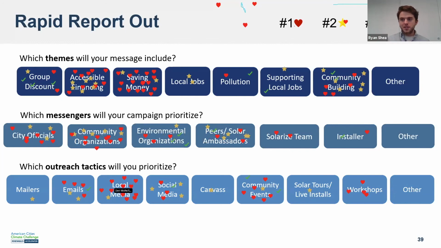For messengers, it seems like definitely those community organizations, city officials, and peers and solar ambassadors are key messengers that will be prioritized, as well as environmental organizations, and of course the Solarize team and installer. And tactics, it seems like definitely utilizing local media and community events, and then emails, social media, and workshops are definitely up there as well.